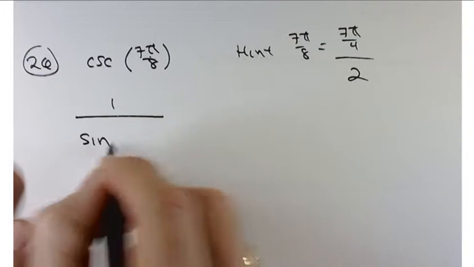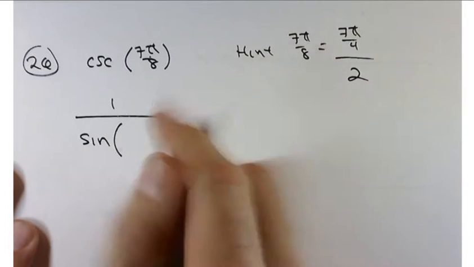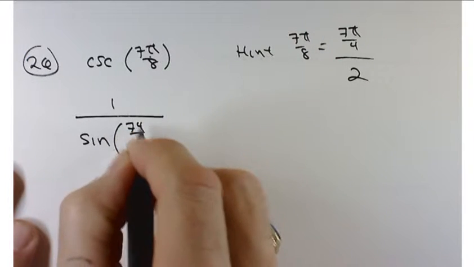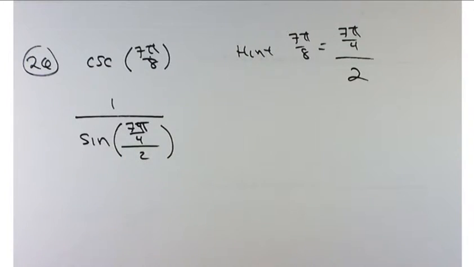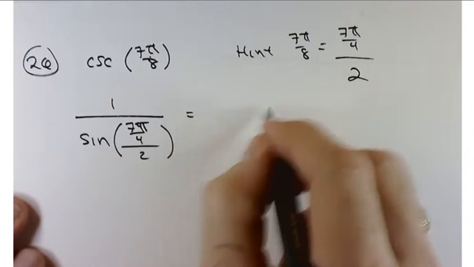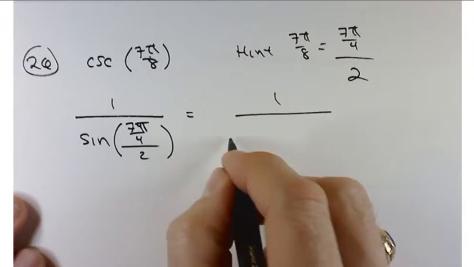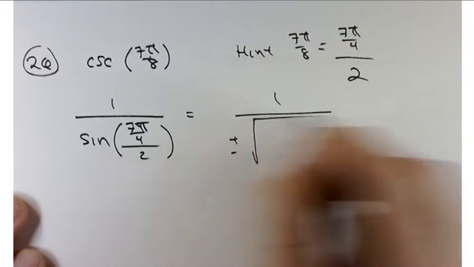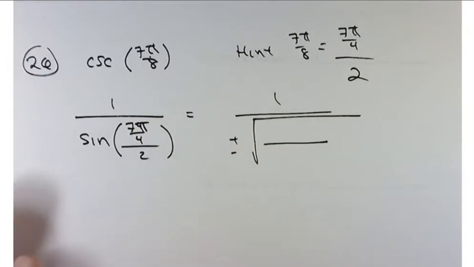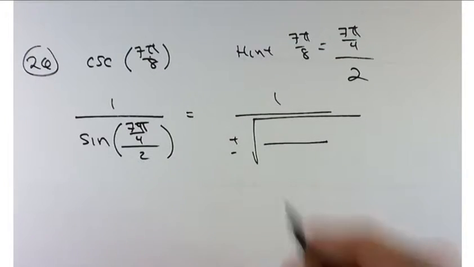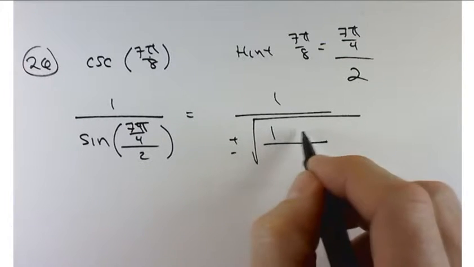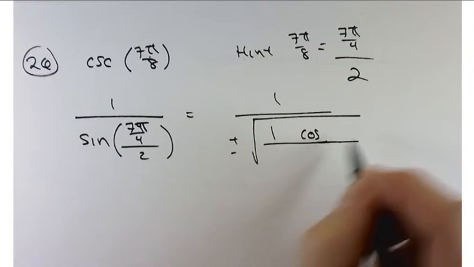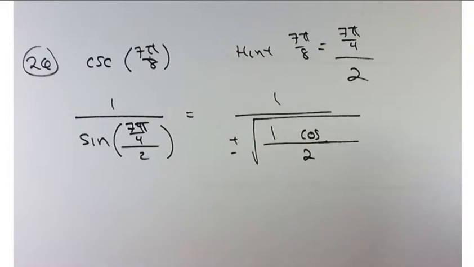1 over the sine of 7 pi over 4 divided by 2. So that's going to be 1 over some formula, fill it in, etc. Now the formula for the sine involved a cosine. This is going to be a 1 and then a cosine something over 2. See if you can finish filling that in.